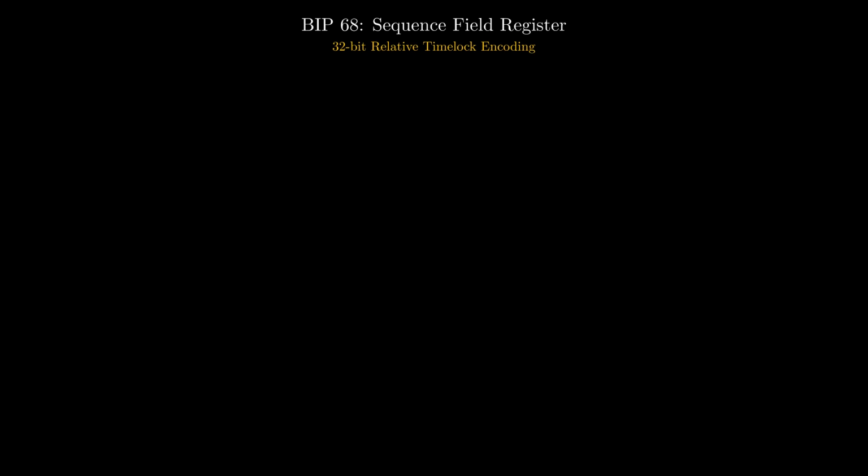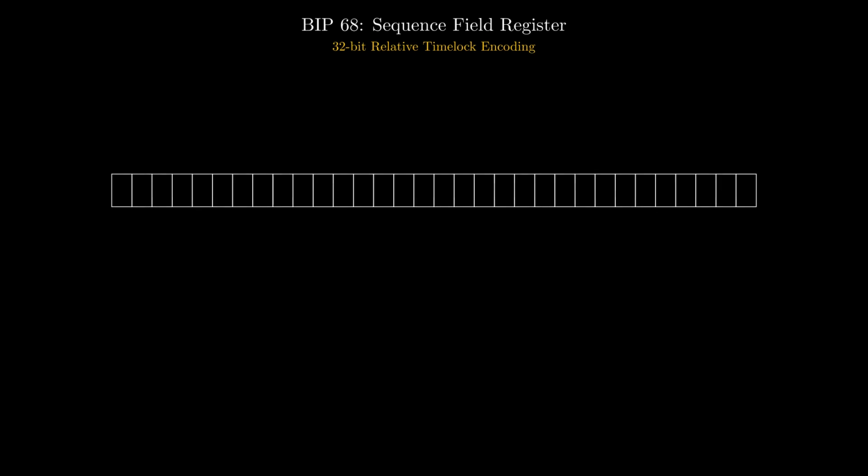Let's break down this register bit by bit. First, the full row of 32 boxes, numbered from bit 31 on the left down to bit 0 on the right. Now, bit 31, the most significant bit, is the disable flag. Set it to 1, and the time lock is off for this input. Set it to 0, and the time lock is active. Next, bits 30 through 23 are reserved and unused, grayed out for now.